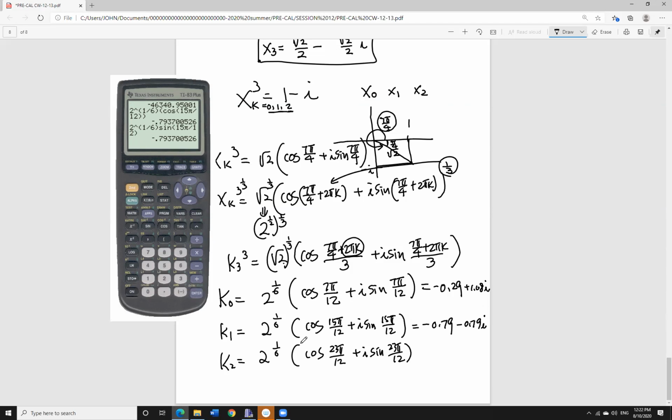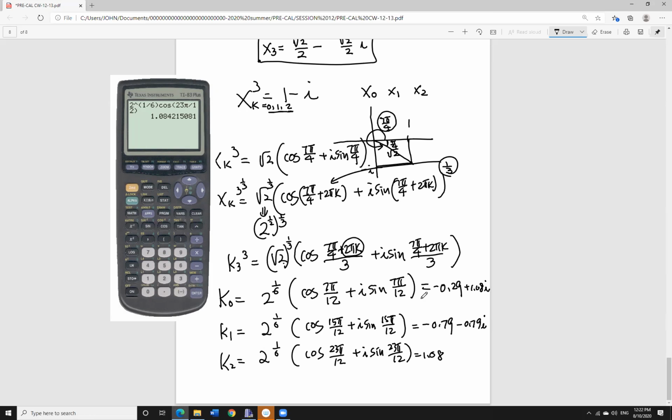Now I'm gonna finish this one, last one, okay? 2 to the what? 1 over 6 and times cosine 23 pi over 12. That's it. 1.08.